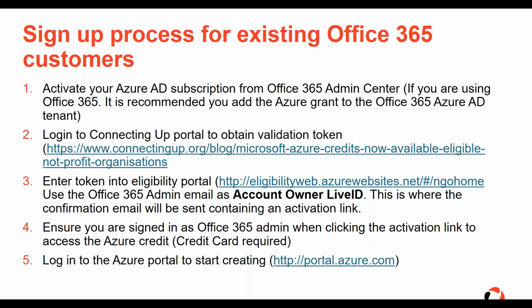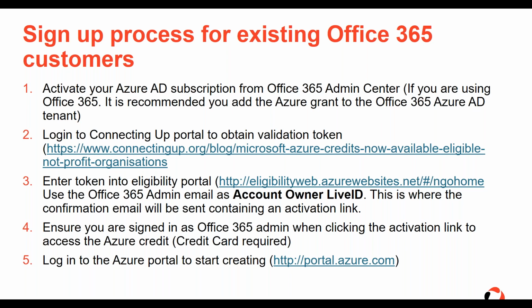So if you just log into your Connecting Up account, as part of your account, it will show you that token. There's a link there to an article that Connecting Up wrote, and you go and get your token, and then you enter it into the portal. Again, there's a link there to a portal, and what that's doing is telling Microsoft that you're the same organization and you are eligible, proving that you're eligible for that $5,000. And then they'll apply it to that tenant for you.